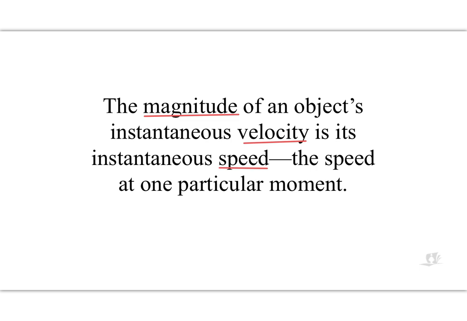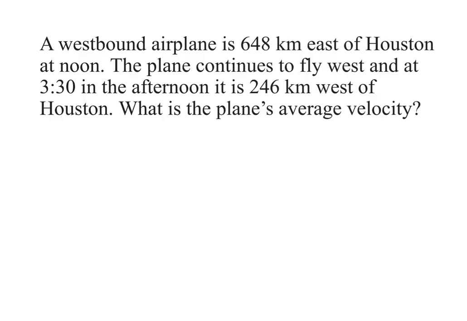But the magnitude of an object's instantaneous velocity is its instantaneous speed, the speed at one particular moment. So for example, if we were talking about 50 miles an hour, 50 would be the magnitude of that particular velocity or speed.